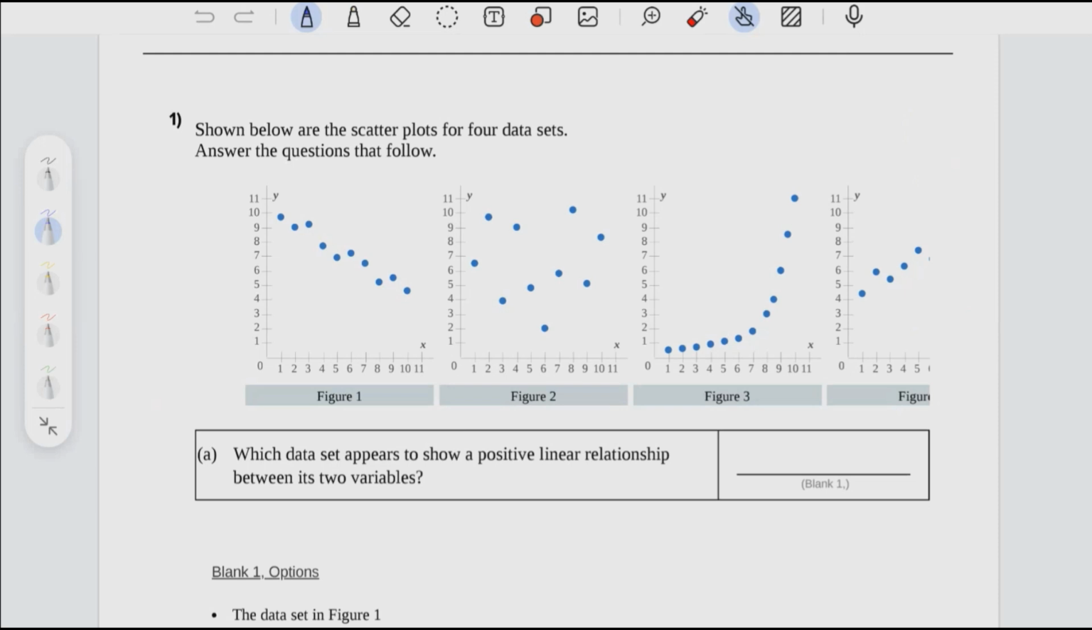They ask us to choose the graph that shows a positive linear relationship. Positive linear means that the slope should be positive. If we try to graph the line of best fit here, it will show a positive slope. So graph number 4 shows a positive linear relationship.